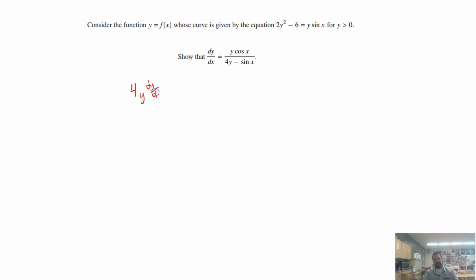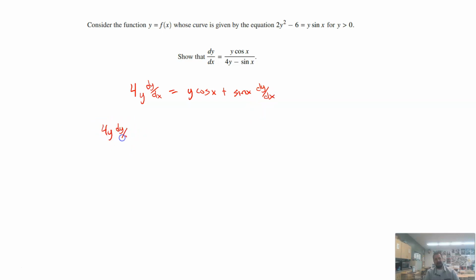So I just take the derivative a term at a time, and anytime we take the derivative of something with y in it, we write dy/dx after it. So I get 4y dy/dx, the derivative of 6 is 0, and then I have to use the product rule to take the derivative of y times the sine of x. So I go first times the derivative of the second, plus the second times the derivative of the first. So that's the first step for implicit differentiation.